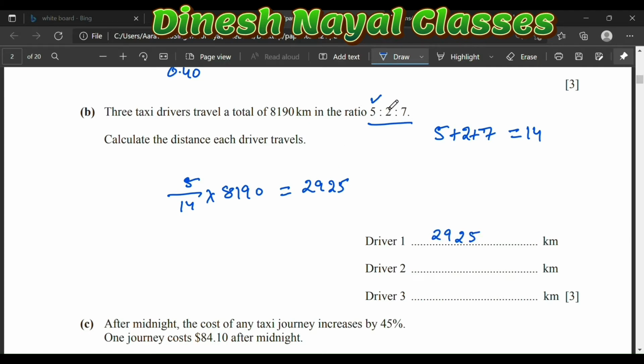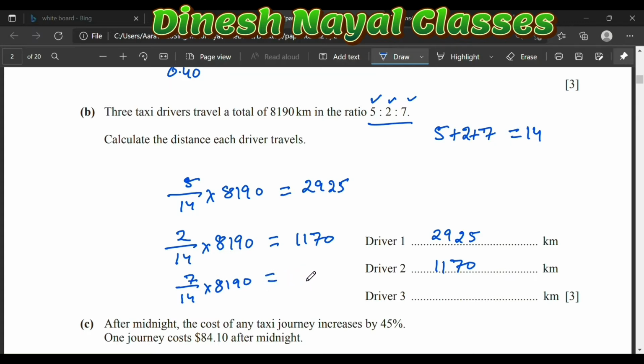For the second driver, that will be 2 upon 14 times 8190, which equals 1170. Putting this in the calculator gives us 1170. So driver 2 is 1170 kilometers. Driver 3 will be 7 by 14 times 8190, which is 4095. Hence the third driver is 4095 kilometers.